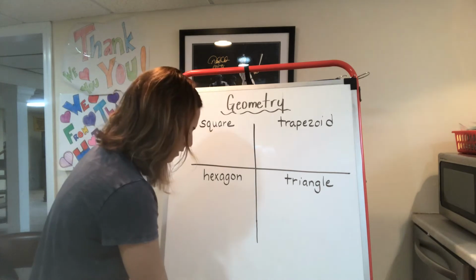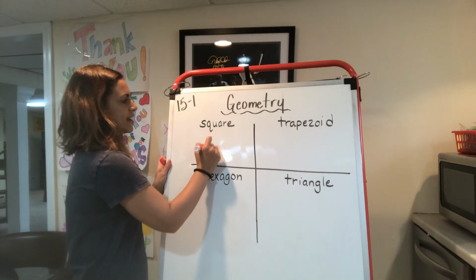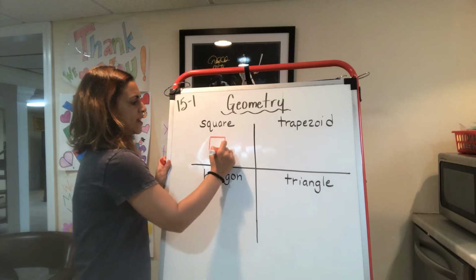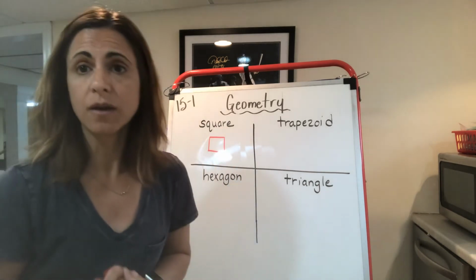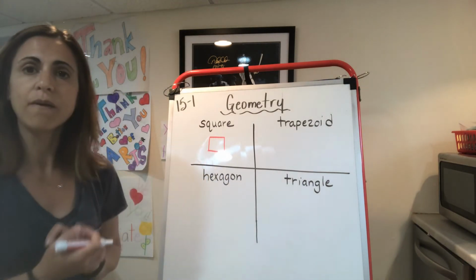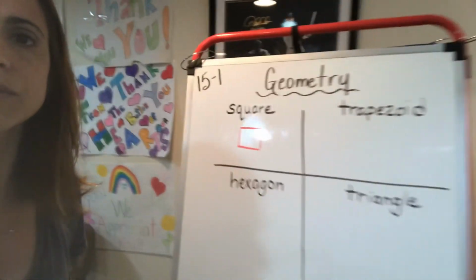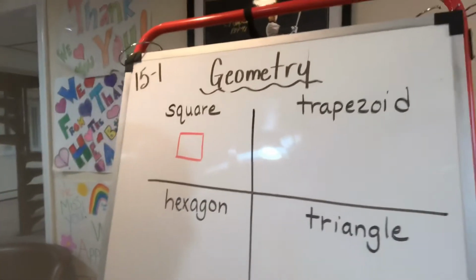Okay, so for your square, you should have drawn a four-sided shape. And remember, with the square, all sides are the same. Okay, so it has four sides, 1, 2, 3, 4, and they are all the same. Let's go closer. There's a light glare. You see that? Ugh. That glare.